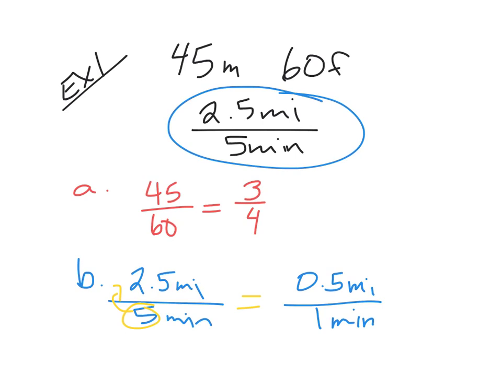Now there's another way you can write a unit rate. I could say 0.5 miles per minute. You can put that big slash. That's also a unit rate. Instead of writing the 1, I'm just writing the label. So 0.5 miles for 1 minute. Any questions? Cool? All right, let's look at example 2.